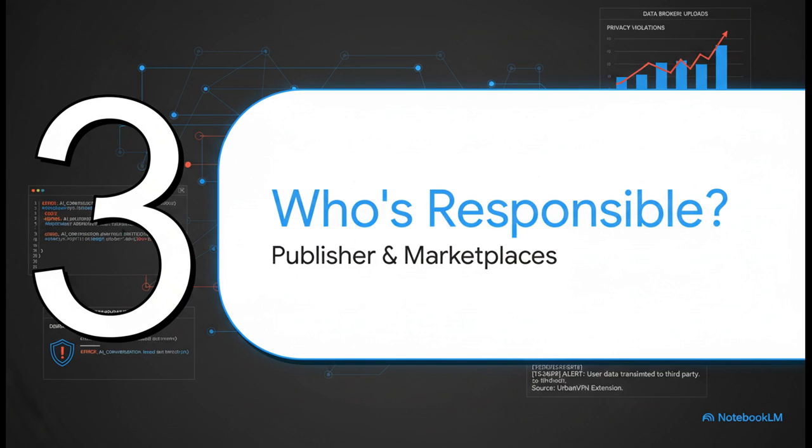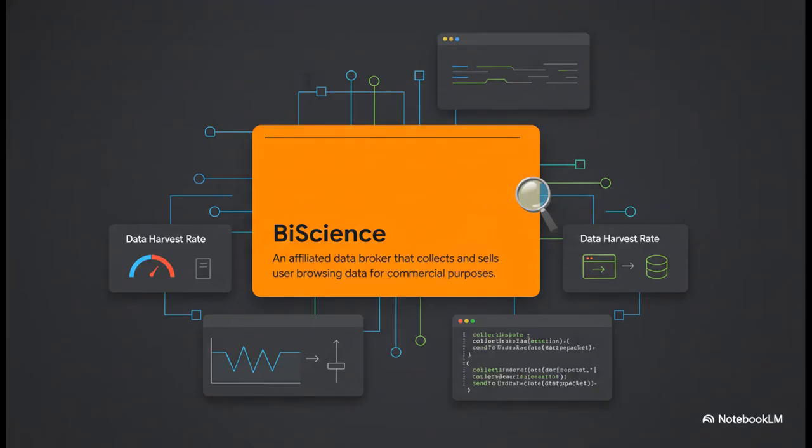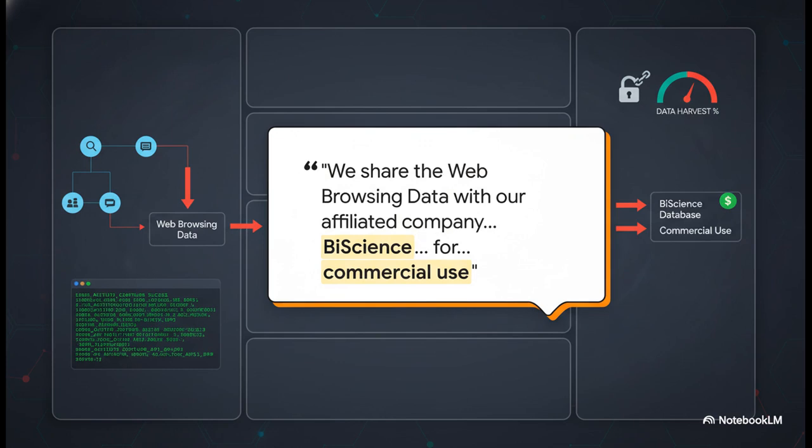Urban VPN is operated by a company called Urban Cybersecurity Inc., and it turns out they're affiliated with a data broker company. This brings up some serious questions about marketplace validation. And here's the affiliate, a company called BiScience. Their entire business is collecting and monetizing user browsing data. They specialize in gathering clickstream data, tying it to persistent identifiers, and then selling it. And they don't even really hide it if you read the fine print.